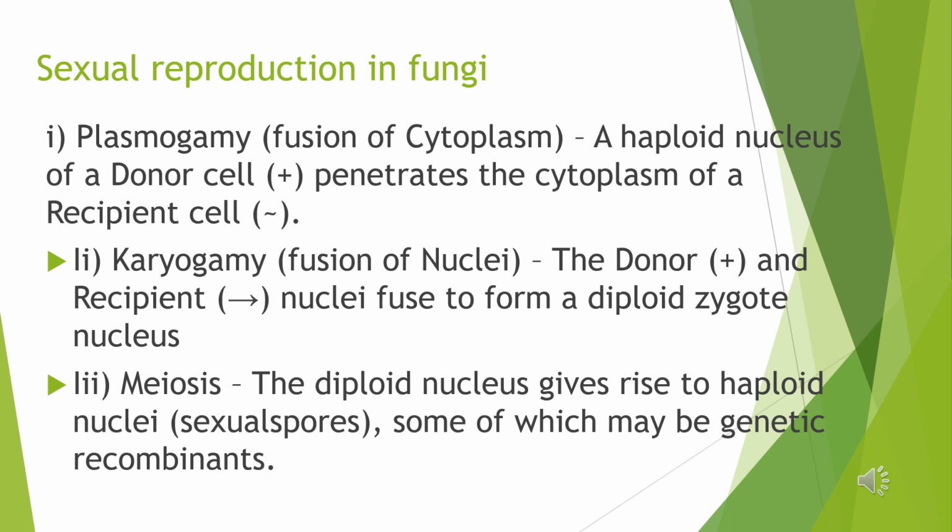Then meiosis: the diploid nucleus gives rise to haploid nuclei, which are also known as sexual spores, resulting in genetic recombinants.